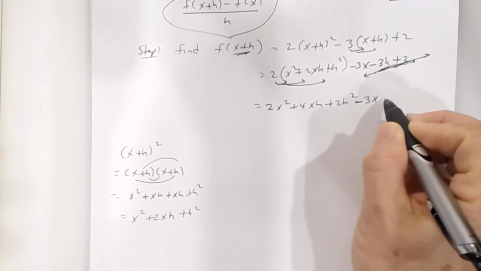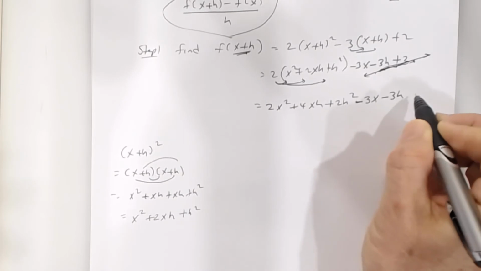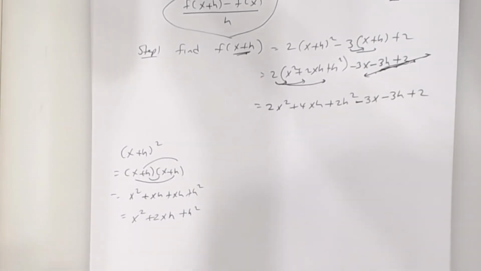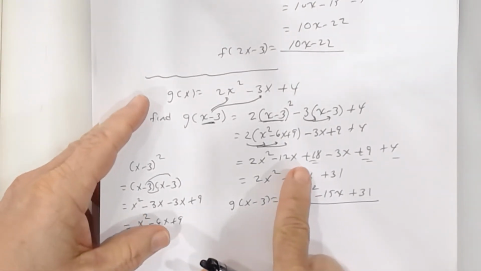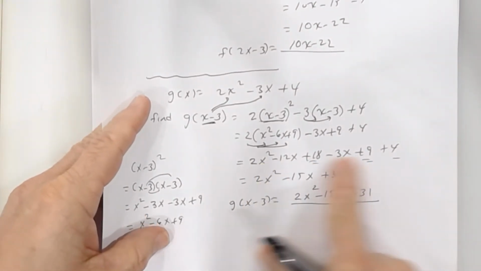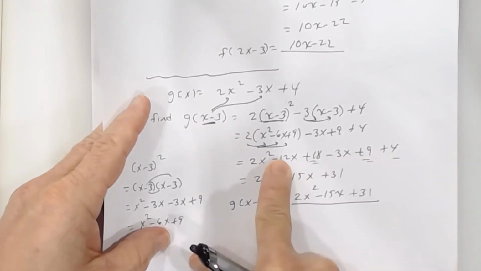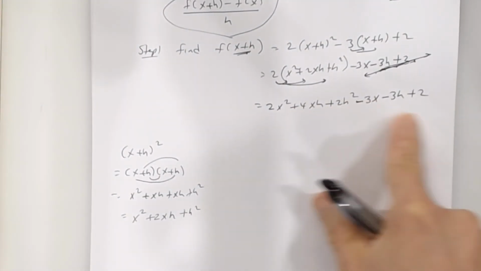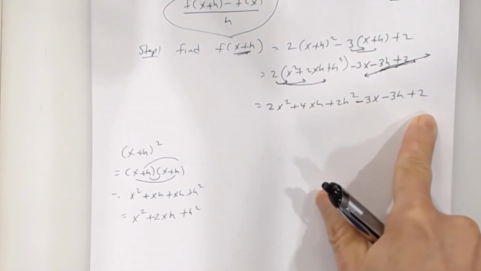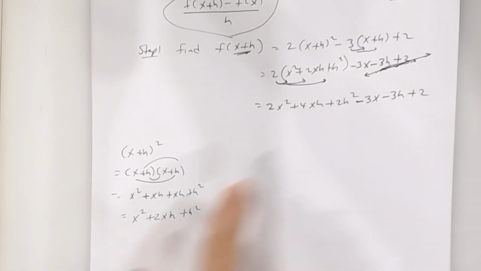Minus 3x minus 3h plus 2. That's where I'm at. So when we did the other one a while ago, it is time consuming. You got to practice on this. When I did the other one a while ago, what is it I then do at this step? Combine like terms. Are any of these terms like terms? No. So I'm done with that part. I'm done with step 1.